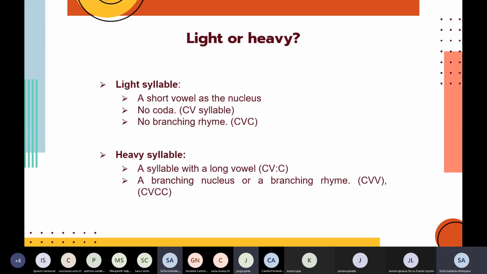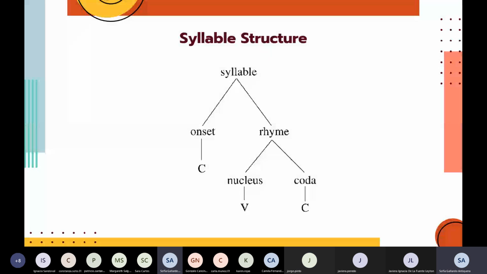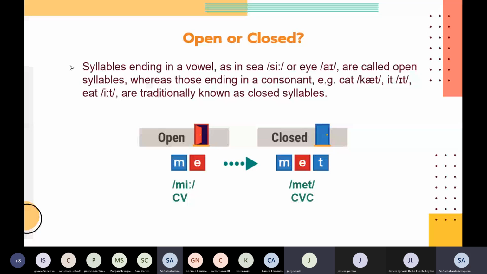Yes, I have one question. What does coda mean? Coda? Yes, coda. Okay, so we will go back a little bit. We have the syllable structure here, right? Within the syllable, we have the onset, and within the division of the rhyme, we can find a nucleus and a coda. That is the coda, which is the remaining consonant when you have the word. Is it clear? Yeah, now it's clear. Thank you. Okay, perfect. Any other question?